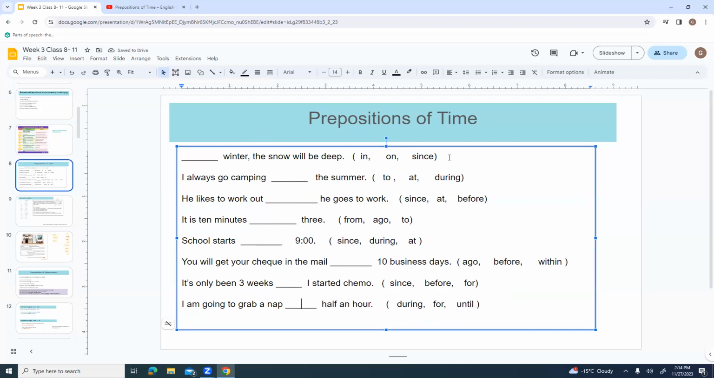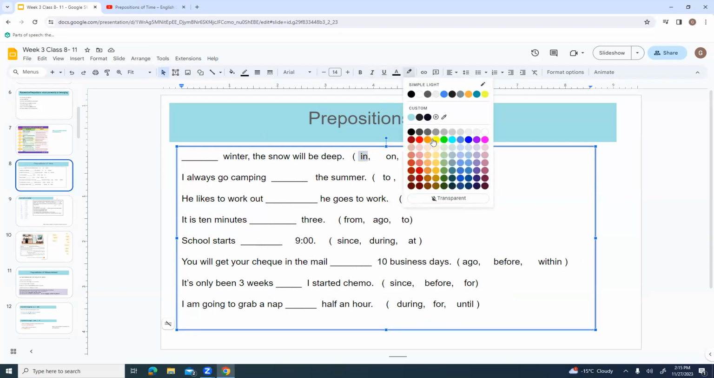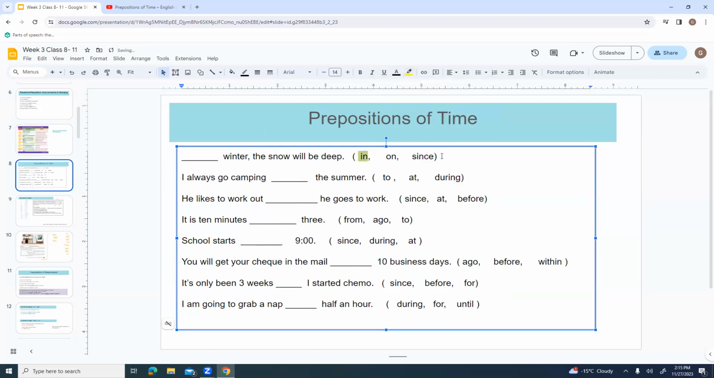In winter, on winter, or since winter. It's going to be in winter because it's happening during that time. I can understand if people were tempted to use since winter. It doesn't quite make sense because since implies a little bit of reasoning, which doesn't quite work here. I always go camping to the summer, at the summer, or during the summer. It's going to have to be during. Okay.